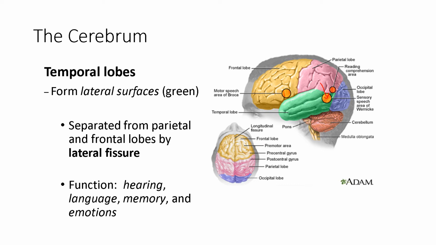A really unusual type of memory that's stored in this lobe is your ability to recognize faces. So people who have damage here in a specific area in the temporal lobe may not be able to recognize the faces of people who are even very close to them.